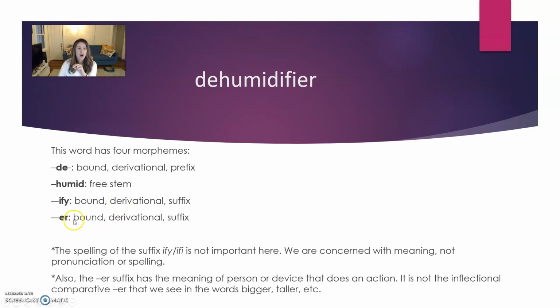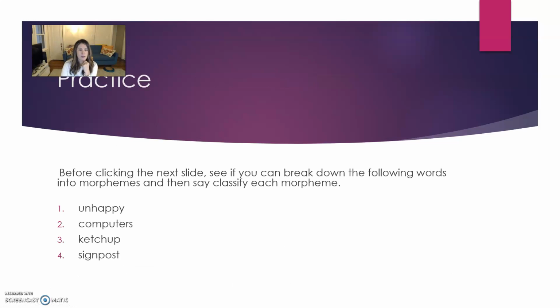And then er. Again, we're going to bind that on. This doesn't really mean anything when you say it by itself, okay? And again, it's a suffix, so you're adding it on to the end of a root word. Derivational, because again, it's changing the part of speech, okay? So this is the type of thing that you're going to be doing in your assignment, and you have some examples here or some practice that you can do to get you started, okay?